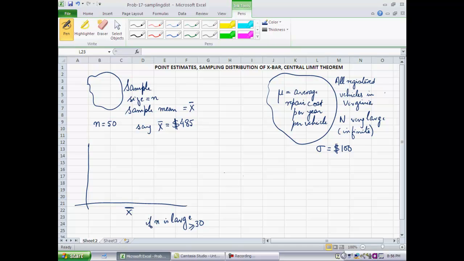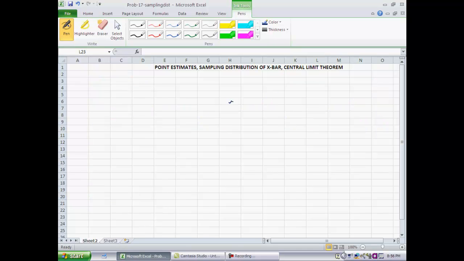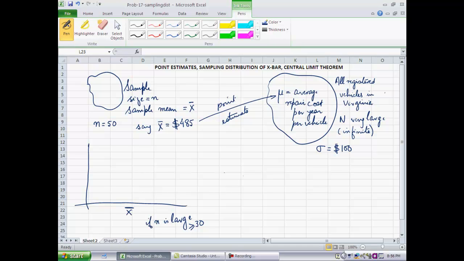Now this $485 is what's called a point estimate of the population mean. In other words, it's a one number guess of the population parameter that I want to estimate. So if somebody tells me, give me one number that you think is your best estimate for the average repair cost per vehicle for the population, I would say it's $485.